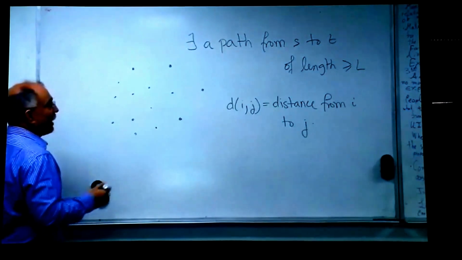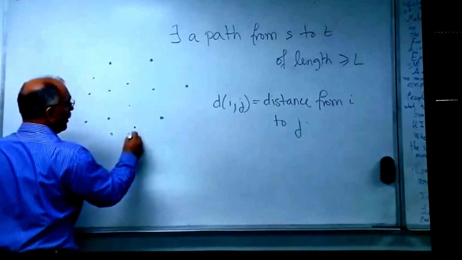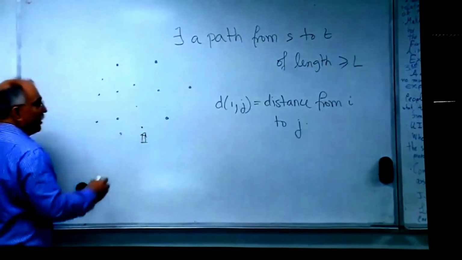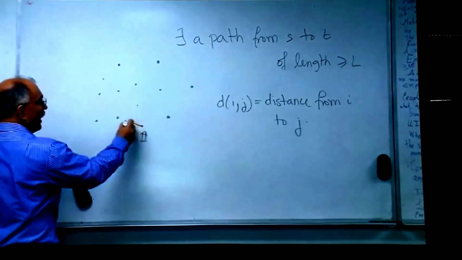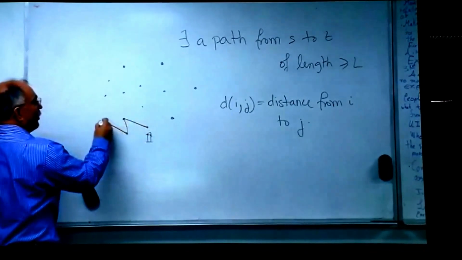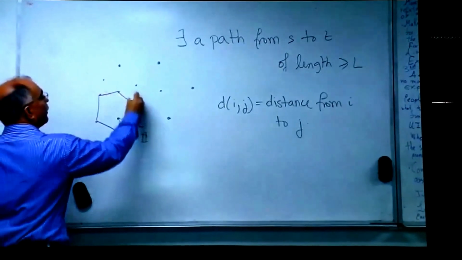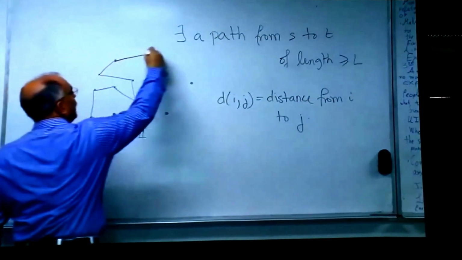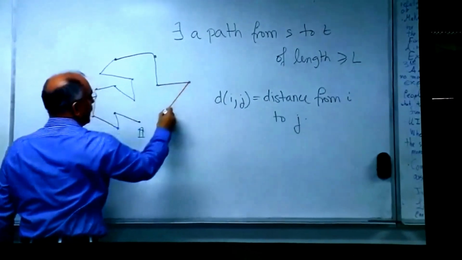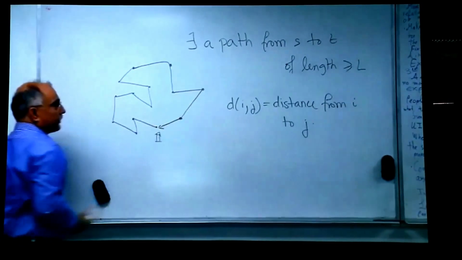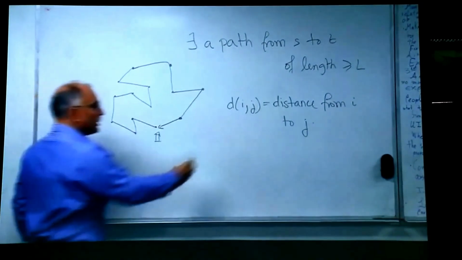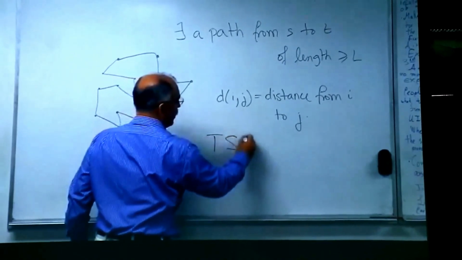And what is the goal for the traveling salesman? The traveling salesman lives at some house somewhere, and this traveling salesman has to find a shortest possible route to visit all of these cities. Okay? So this is the goal of the traveling salesman. This traveling salesman wants to visit all the cities and then return back to their starting point. Okay? So this problem is known as the traveling salesman problem.